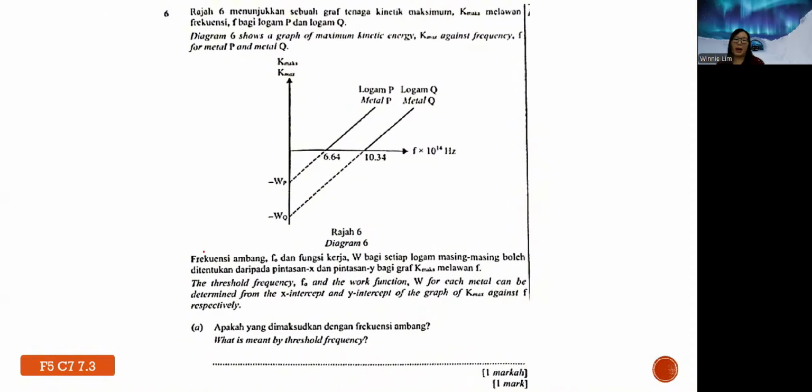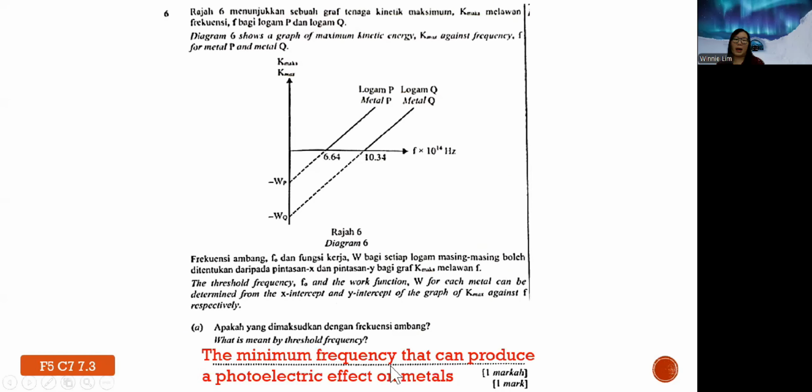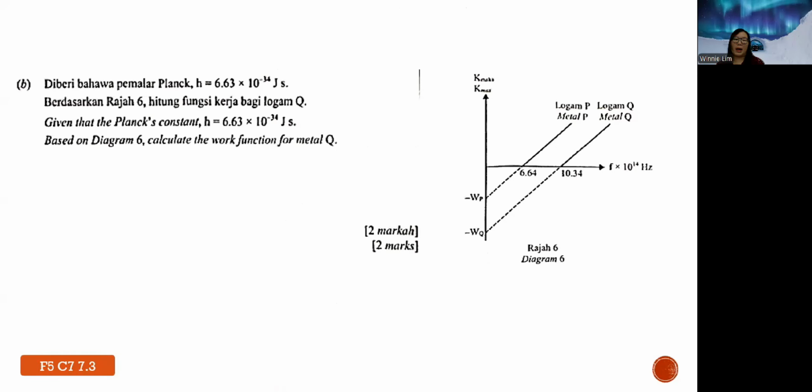For your understanding, threshold frequency is the minimum frequency needed for the photon energy to cause the photoelectric effect. So this is the definition: the minimum frequency that can produce a photoelectric effect on metals. Then, given that the Planck constant is 6.63 times 10 power negative 34 joule second, calculate the work function. For your understanding, work function and threshold frequency have a directly proportional relationship. The equation that we can use for calculation is work function W equals hf0.